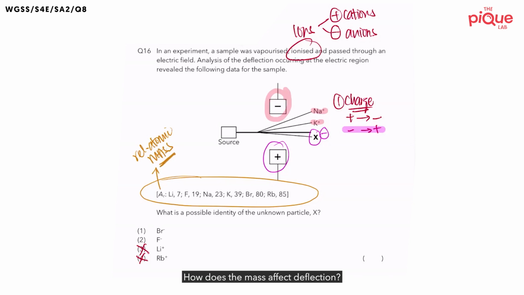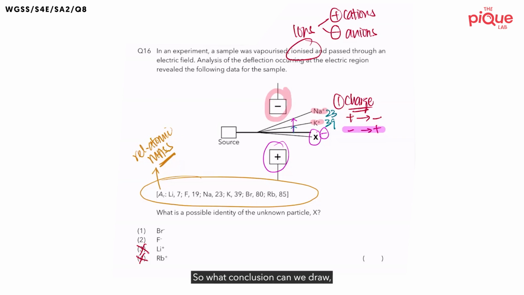How does the mass affect deflection? Let's try to make some sense using our two friends from the start, K+ and Na+. Let us start by labeling their masses according to the bracket here. Sodium has a mass of 23 and potassium has a mass of 39. So which one is deflected more? Let us draw some arrows. Start by drawing from the center towards the K+ and draw another arrow from the same point towards Na+. Which one has been deflected more? Can you see that Na+ is being deflected more?